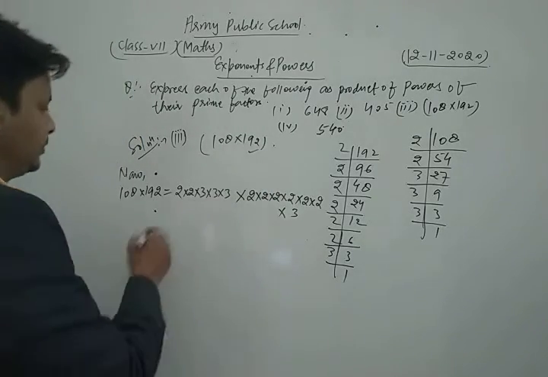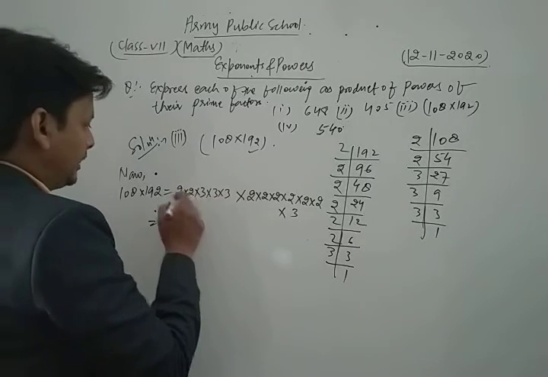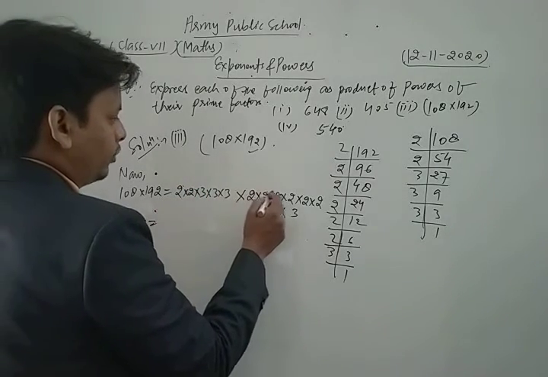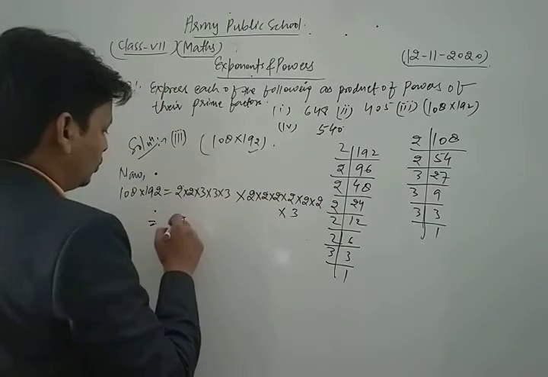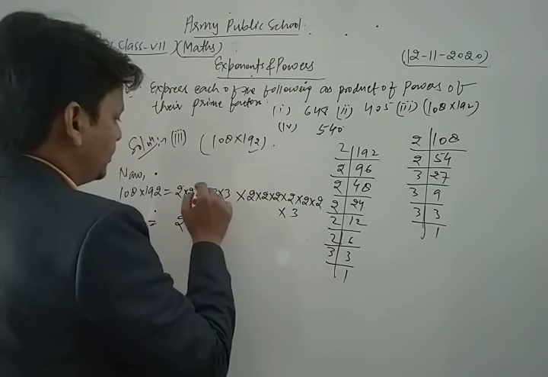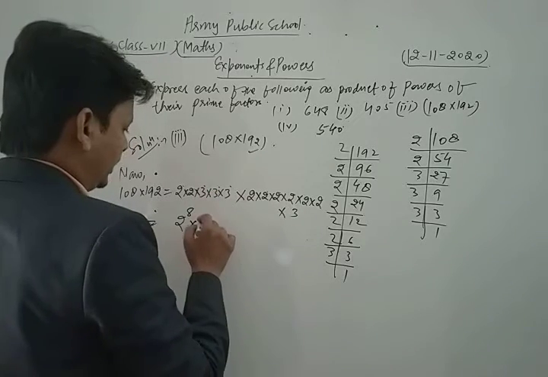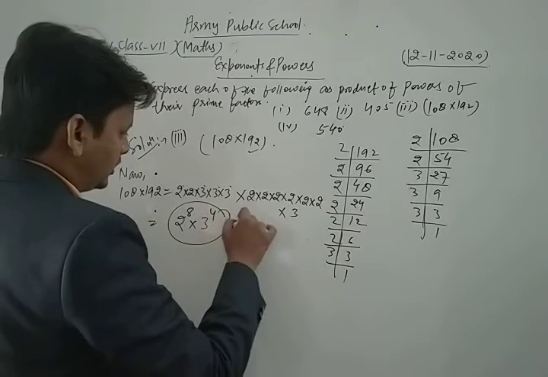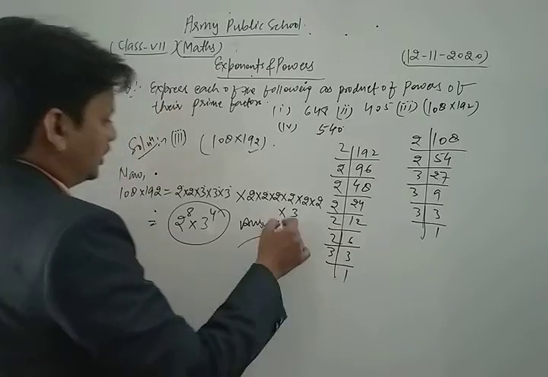So here, let's see, 2 appears how many times? 1, 2, 3, 4, 5, 6, 7, 8. So we write 2 to the power 8. Into 3 appearing how many times? 1, 2, 3, 4. We write 3 to the power 4. Thus this is the required solution of the given question.